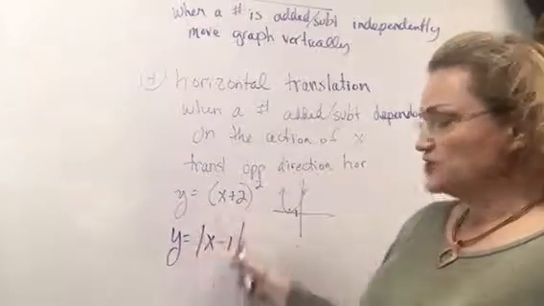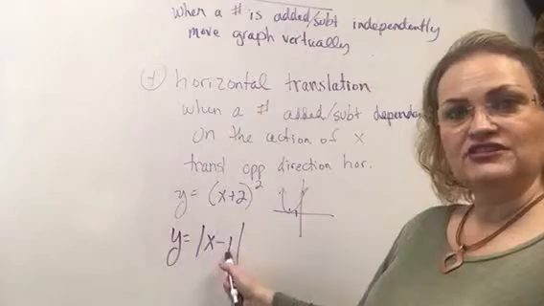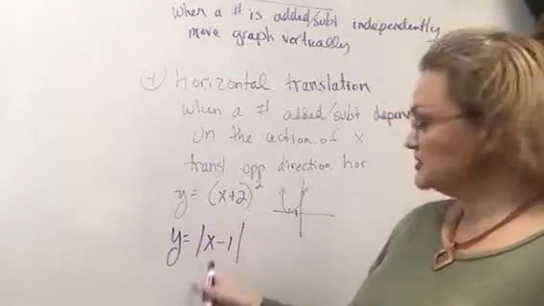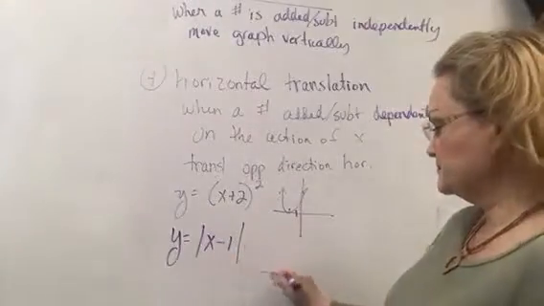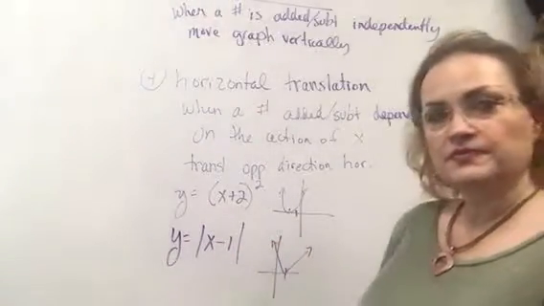So this is our absolute value V shape. Because the minus 1 is inside the absolute value sign operation, we'll do the opposite, so it'll be positive 1. So move it over 1, then draw your V shape.